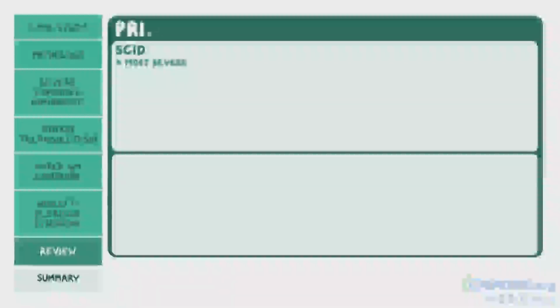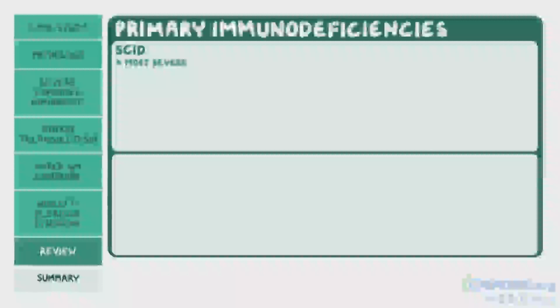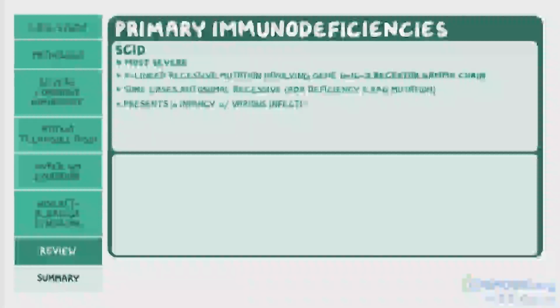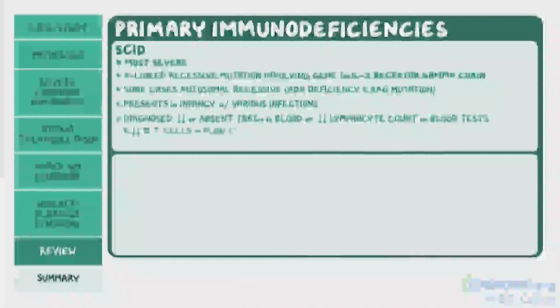Alright, as a quick recap, SCID is the most severe form of primary immunodeficiencies. Most cases are caused by an X-linked recessive mutation involving the gene coding for the IL-2 receptor gamma chain. However, some cases are autosomal recessive, including ADA deficiency and RAG mutation. SCID presents in infancy with various infections and is diagnosed through screening tests showing decreased or absent TREC in blood, or based on low total lymphocyte count on blood tests and a low percentage of T cells in flow cytometry. For treatment, hematopoietic stem cell transplantation is recommended before the age of 3 months.